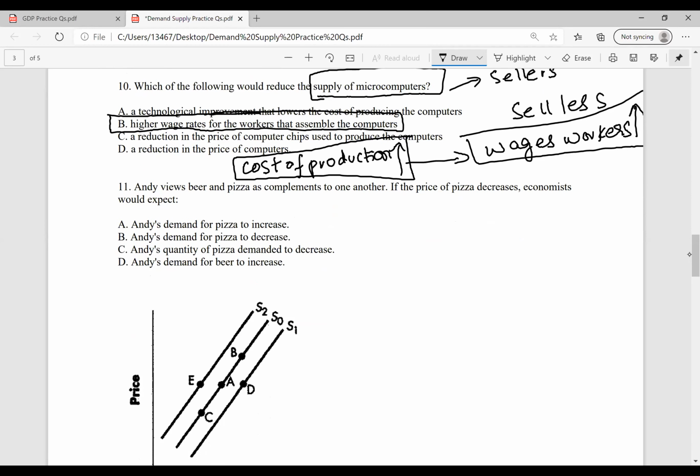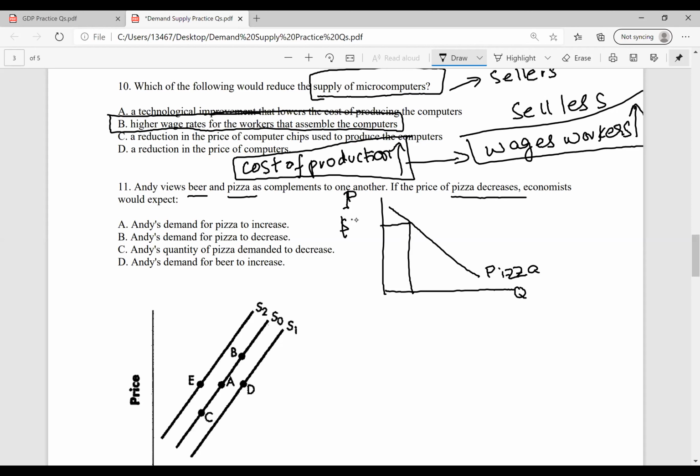Question 11. Beer and pizza are complements to one another. If the price of pizza goes down, what happens to beer? All right, let's look at this from the buyer's point of view. We are looking at the demand curve again. So we have the demand for pizza. Okay, this is the demand curve for pizza, and it says the price of pizza is going down.